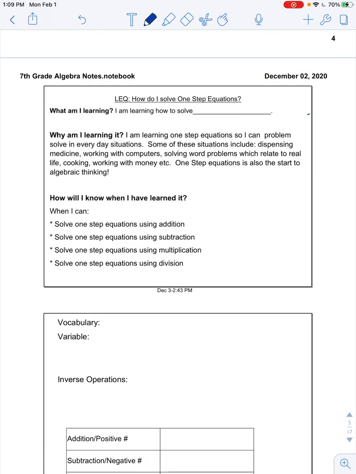Okay, we're going to solve one-step equations. So what am I learning? I am learning how to solve one-step equations. That means we're only going to do one operation to get our answer. Okay, we use this in everyday life.